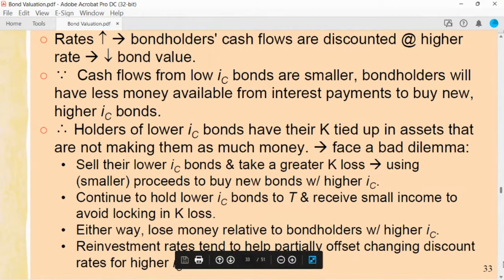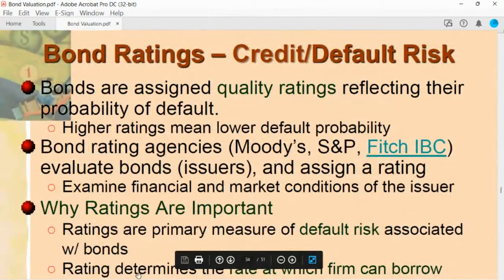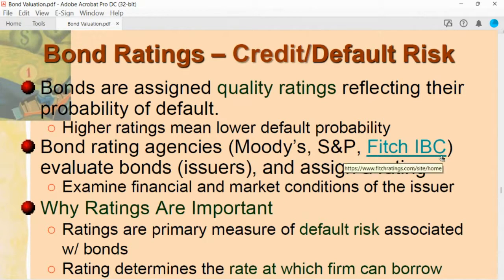Okay, all righty. Now, bond ratings, the final thing. There are three internationally recognized bond rating agencies: Moody's, Standard & Poor's, and Fitch IBC. Moody's and S&P are U.S. agencies, but they operate globally. Fitch IBC is British, UK-based, but it's worldwide.